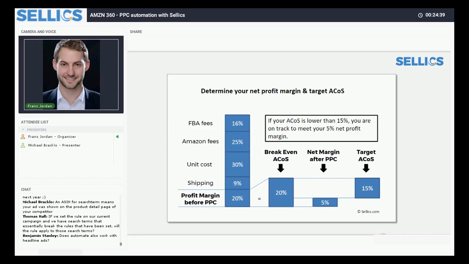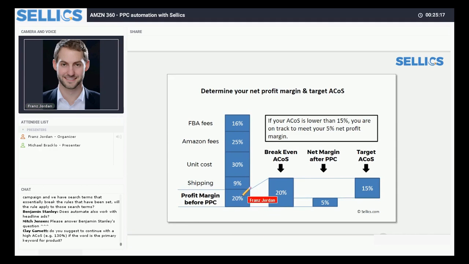Every product has different ACOS boundaries in some way. So let me show you how you can calculate what is a good ACOS for you and what's a bad ACOS. Let's assume that this is a typical product you're selling. You have FBA fees, Amazon fees, unit costs, and some shipping costs. If you deduct all of those costs from your product, you will have a profit margin before PPC of 20%.